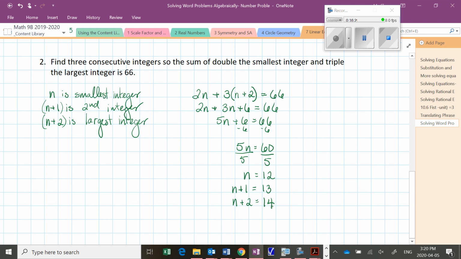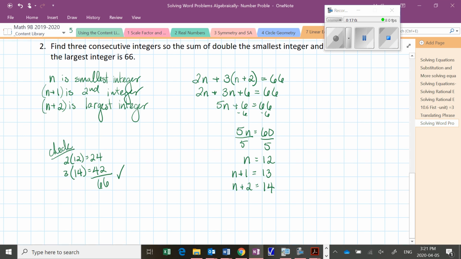Our check in context then is, do we have 3 consecutive integers, 12, 13, 14? Yes. The sum of double the smallest, so 2 times 12, gives me 24, and triple the largest, so 3 times 14 is 42, and then we add them together, and we do in fact get 66. So that is our check in context. Does that look like our original equation? Absolutely, and it probably will, but at the end of the day, we want to use the context, because the equation was something we came up with, and we're not guaranteed that it's correct.